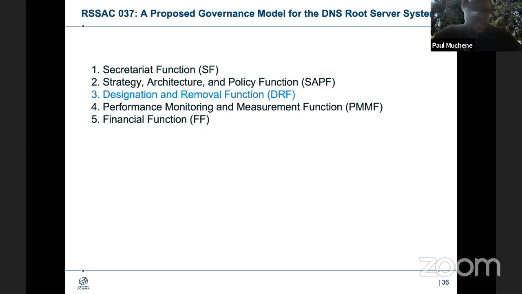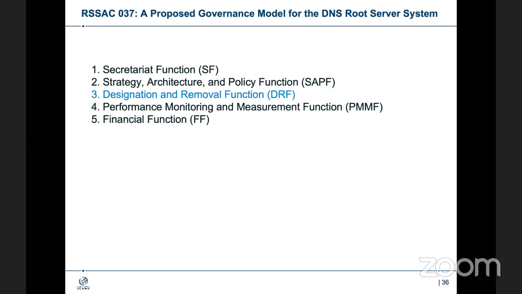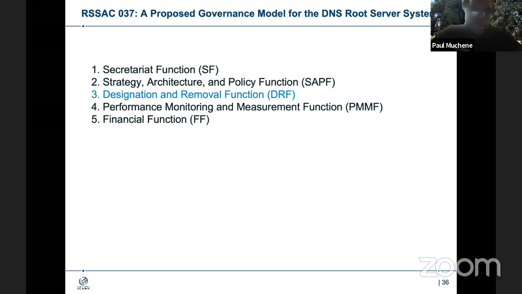Then there'll be a designation and removal function. So this one here is going to do the following task. It will say, okay, fine, you've not been able to meet this service level agreement that was meant for the community. So in this case here, perhaps an RSO can be stripped of its label and it's designated and given to a different, maybe root server operator.